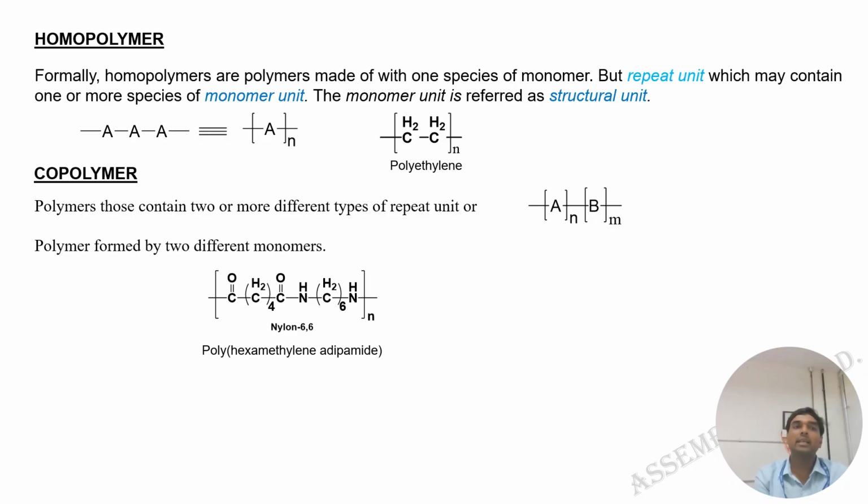So there is another way to represent polymers. For example, homopolymer. Basically, one monomer unit will be there, and they will be connected with each other. That's called polyethylene, polyacetylene, polystyrene, all these. But when two monomer units are connected with each other and form the polymer, that's called a copolymer. For example, adipic acid and hexane diamine forming nylon 6,6.